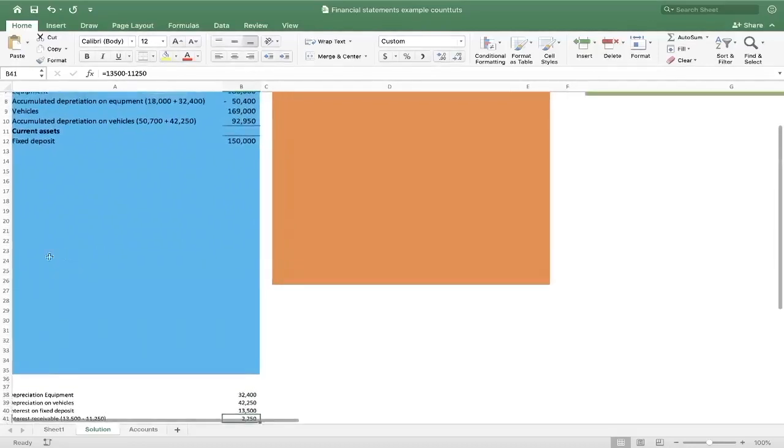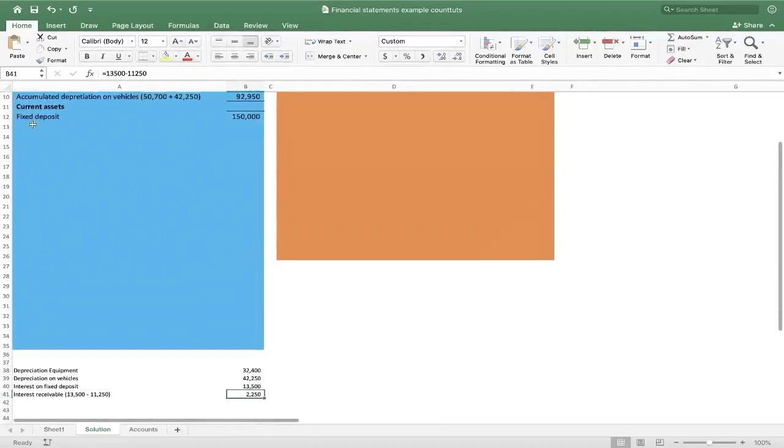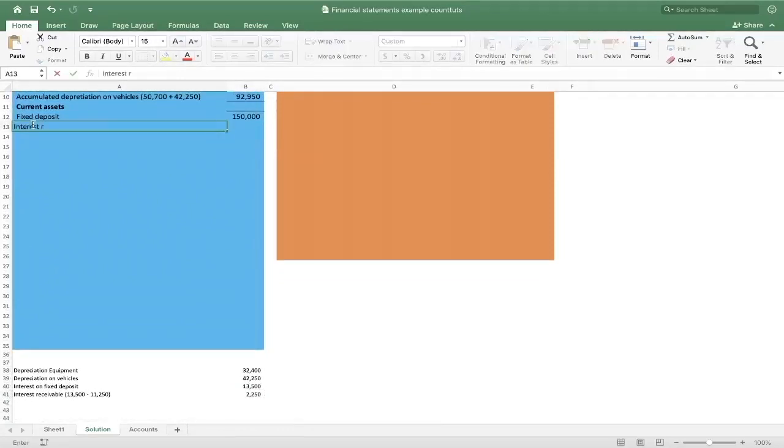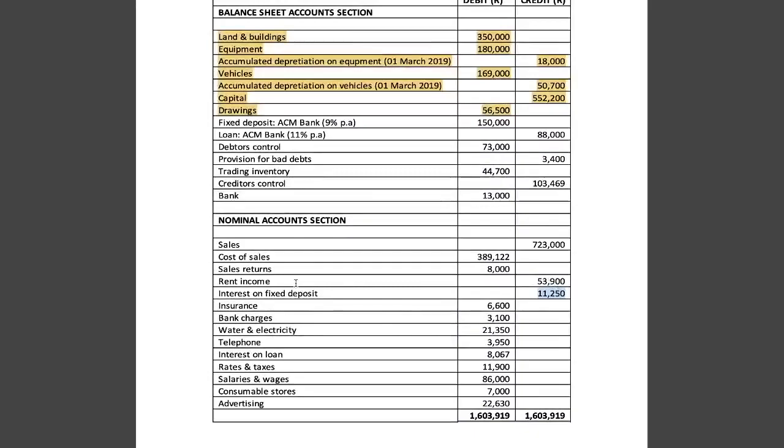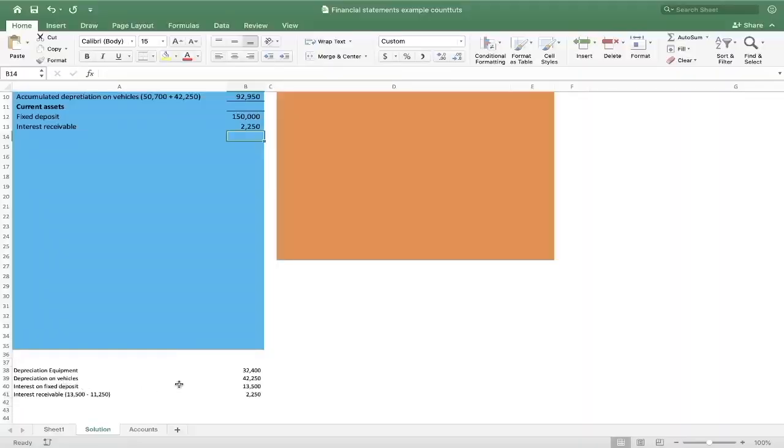Now that we know the 2,250 is the interest that we are yet to receive, it's a current asset. So I'm going to put here interest receivable, because we are yet to receive it, and it's 2,250. The 2,250 we have not accounted for. Remember, we only accounted for 11,250. The total interest on fixed deposit should be 13,500 rand, which will go into our statement of comprehensive income, and the 2,250 which we are yet to account for goes into the balance sheet as interest receivable.